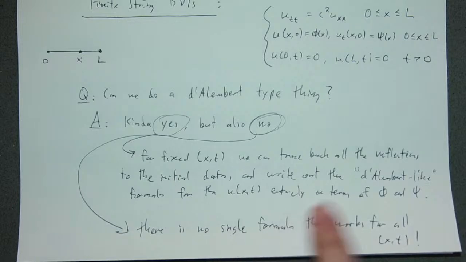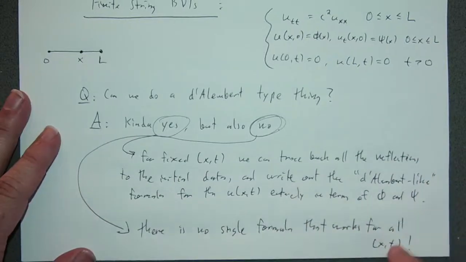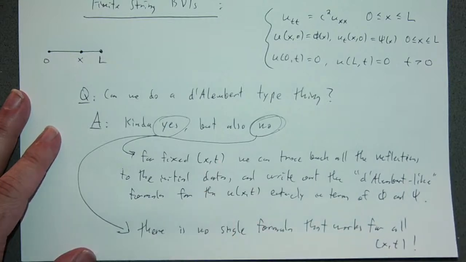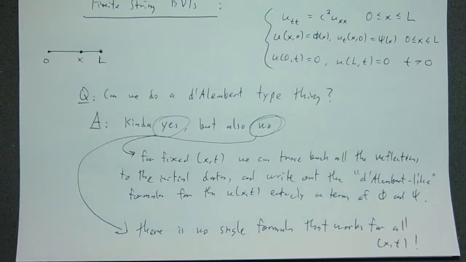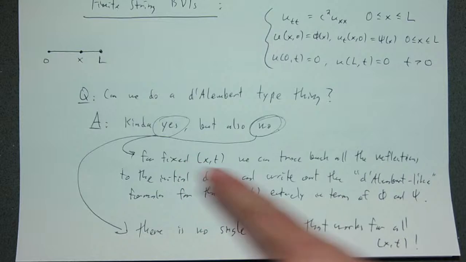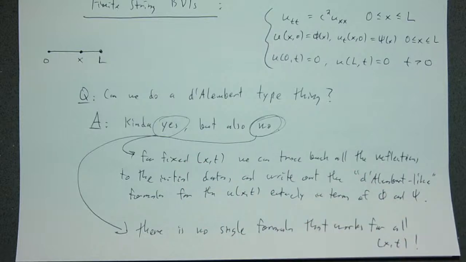So that's what happens. There's not one single D'Alembert formula that works for any x, t, but given a single x, t, you can write out a formula for the displacement entirely in terms of the initial data. So the answer is kind of yes, but also no, and mostly no, I would say, because if you're hoping to write out one single formula that does it all, you're just not going to be able to.